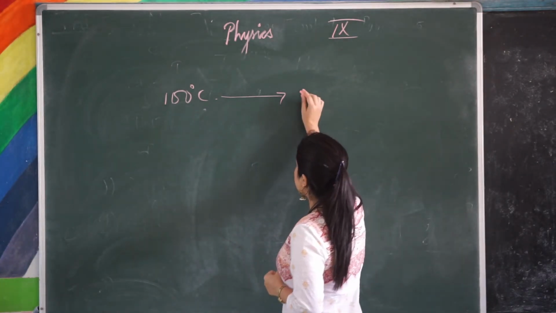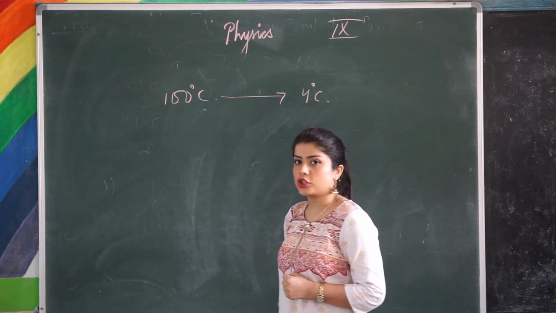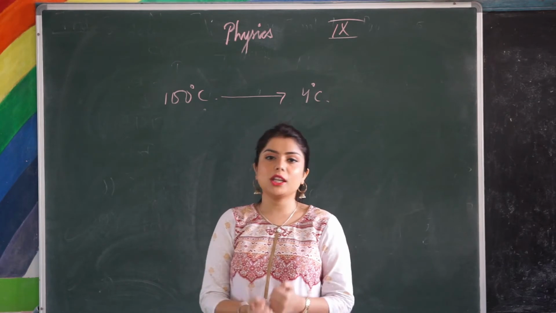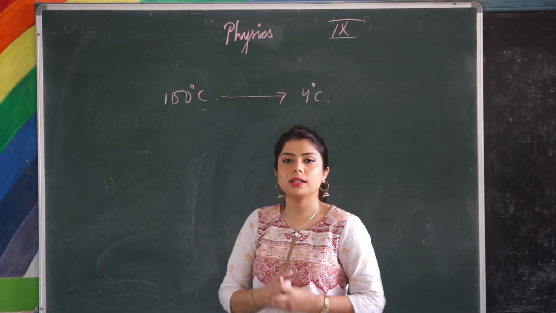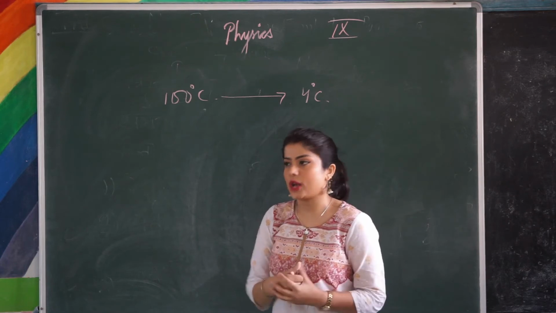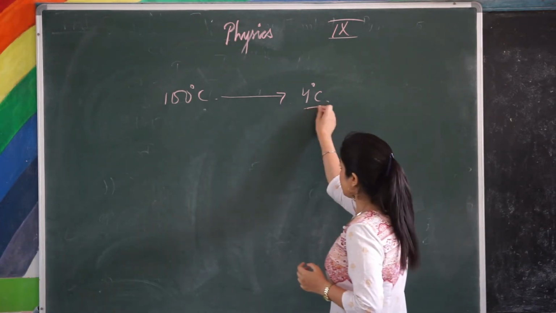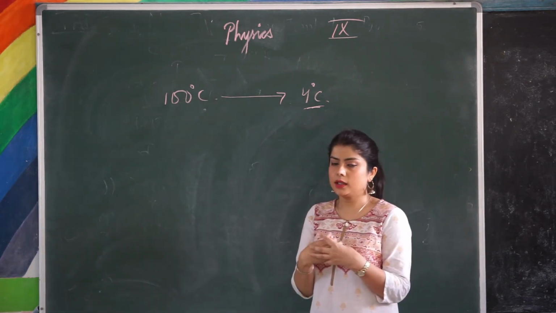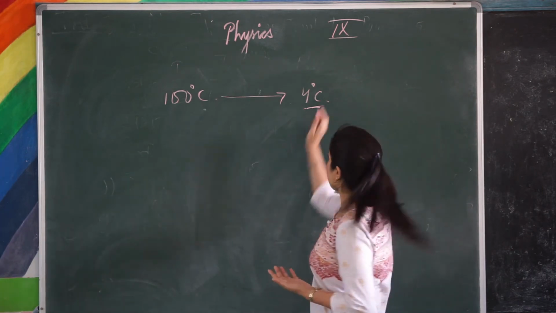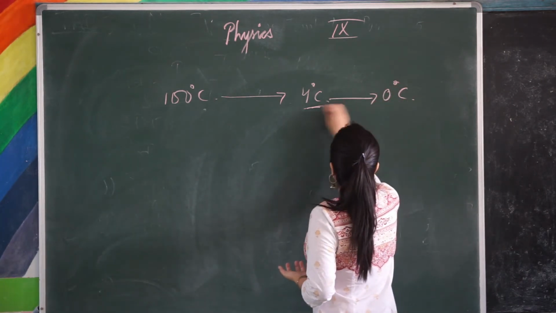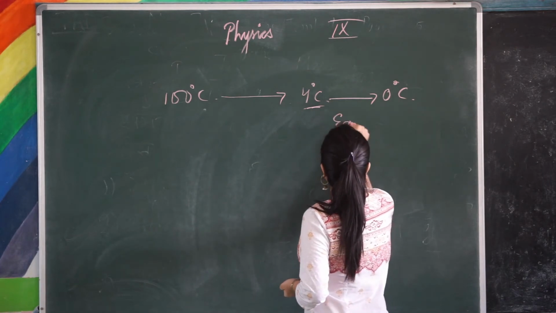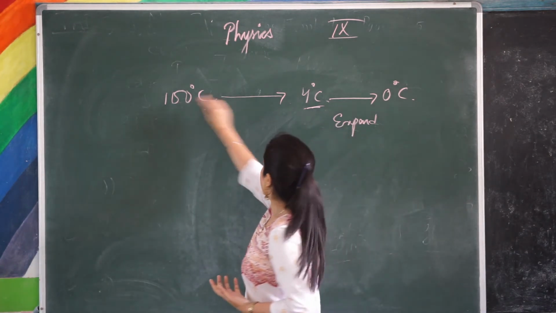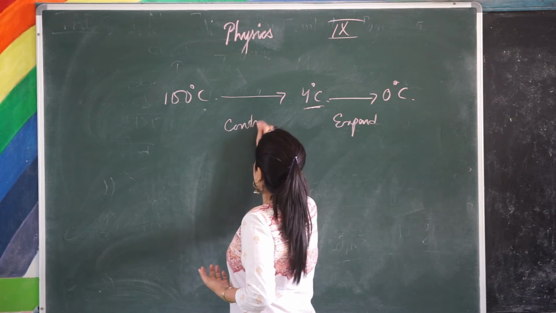And when we decrease the temperature, it will contract up to 4 degrees Celsius. Up to 4 degrees Celsius, the liquid will keep on contracting. The density will keep on increasing. But at 4 degrees Celsius, an unexpected thing will happen. Instead of contracting, it will start expanding. From 4 degrees to 0 degrees Celsius, water will expand. Instead of contracting, it will start expanding. But from 100 to 4, it will contract.